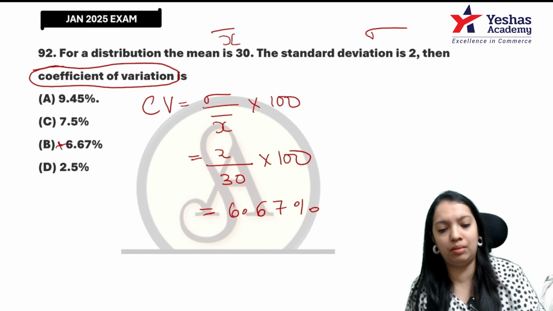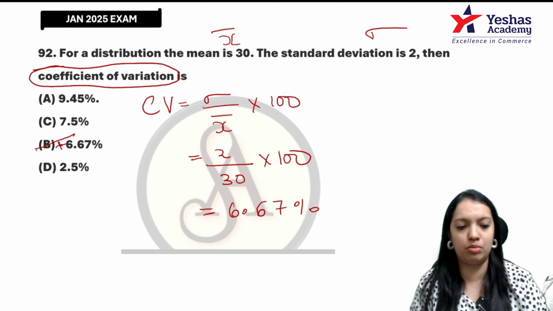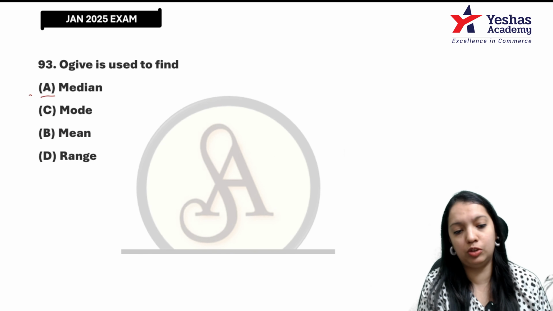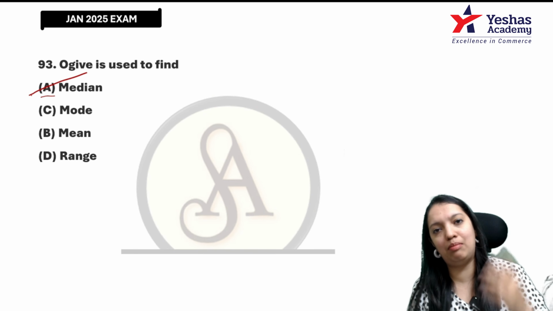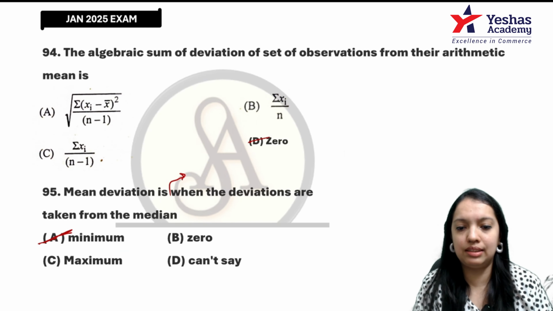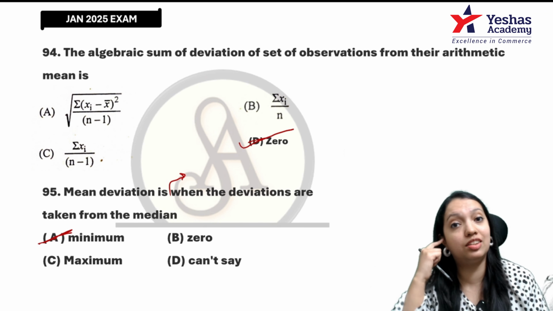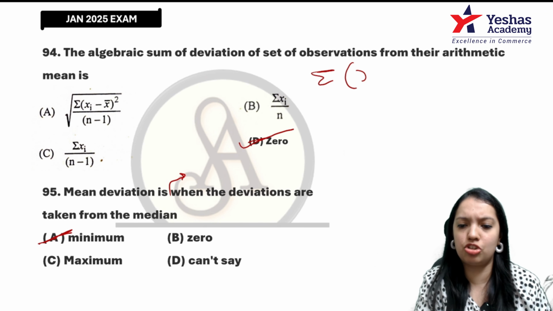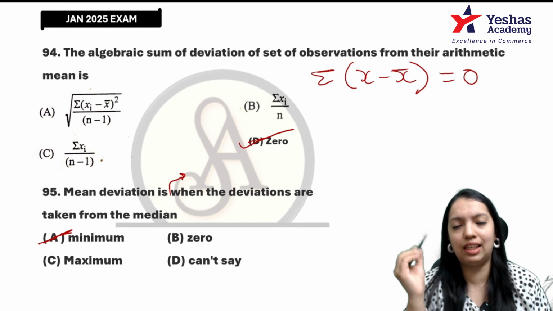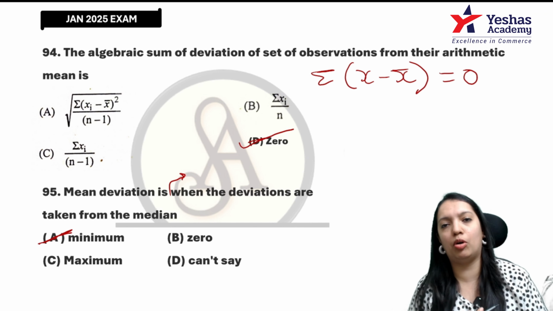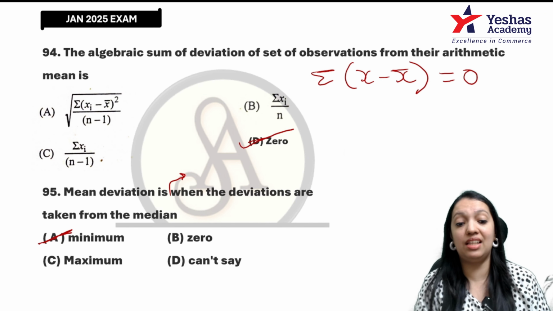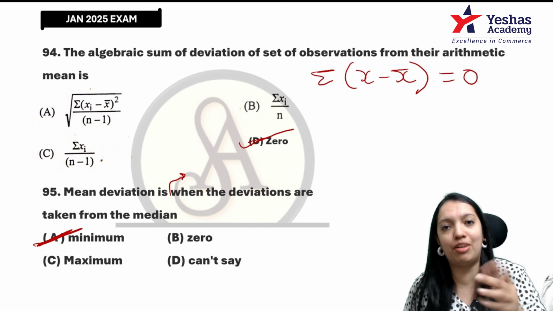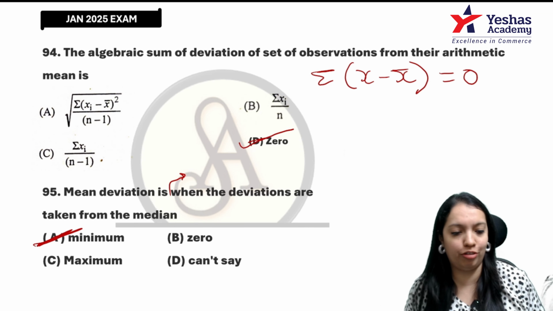Next, for the distribution, coefficient of variation, sigma by x bar into 100, sigma value 2, x bar value 30, divide them, 6.67%. Option B. Next, ogive can be used to find median, quartile, decile, percentile. Next, algebraic sum of deviation from their arithmetic mean is always 0. That means summation x minus x bar is always equal to 0. This is the property of arithmetic mean. Next, mean deviation is minimum when it is taken from median. This is the minimal property of median.